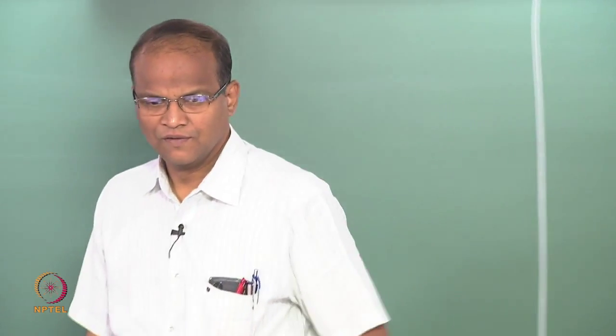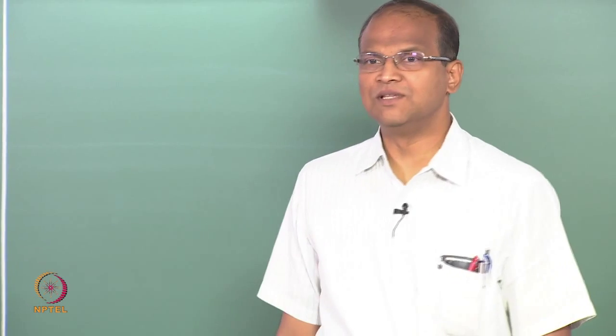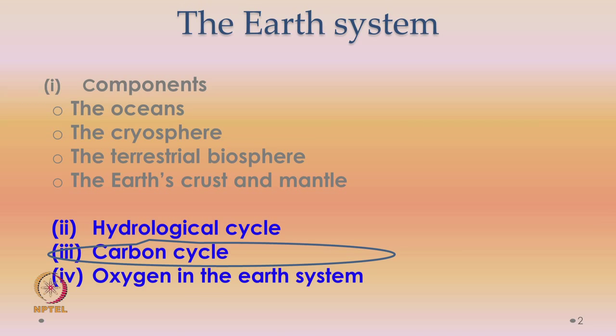Okay, so we will continue the discussion on the Earth system. As you may recall, we are looking at the carbon cycle, right? We started with the Earth system, the components, the oceans, cryosphere, terrestrial biosphere, the Earth's crust and climate.